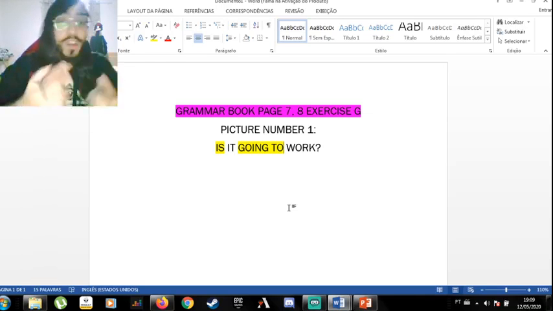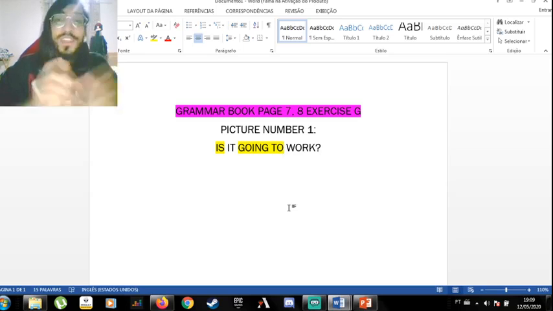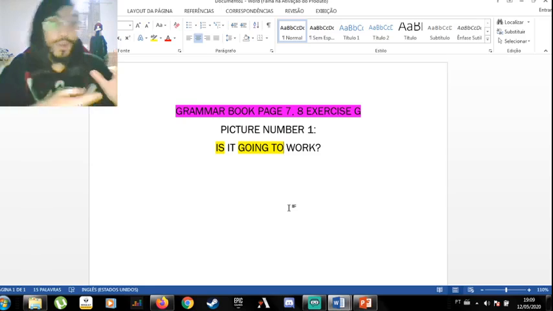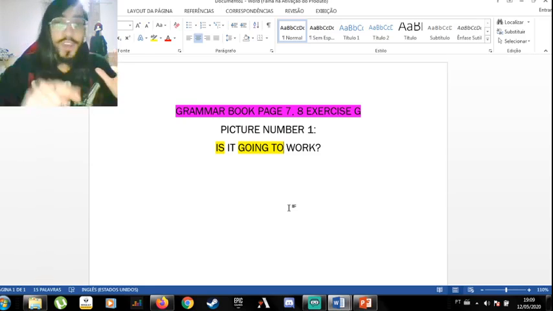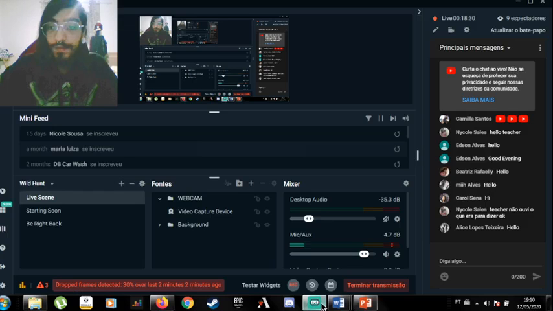So we are questioning here if this object is going to work. So em português, isso vai funcionar? We are talking about the object, asking if the object is going to work. Okay? Do you understand?